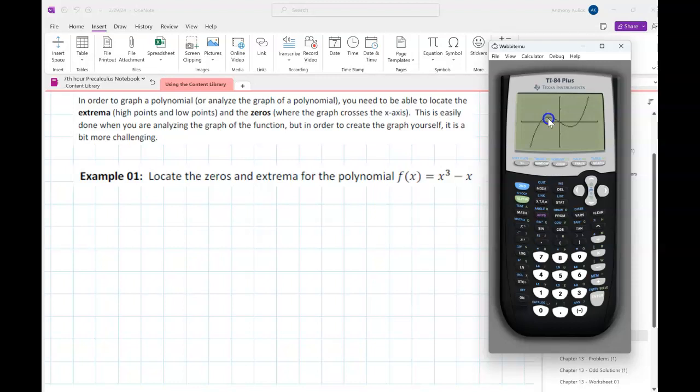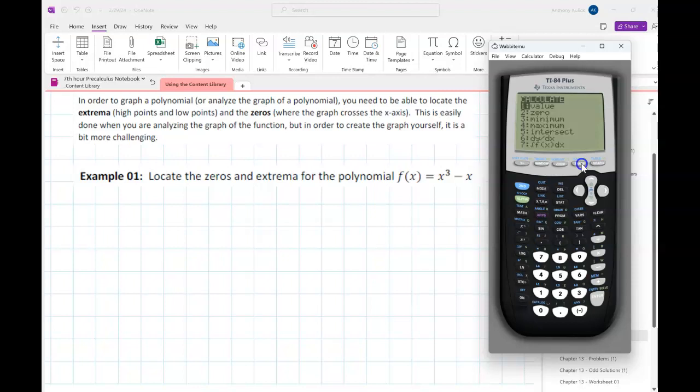Great, a maximum. And remember, there are 2 types of maximums. What type is this? A local, excellent, yes. As opposed to the other type, which was global. And I know it's not global because look at all this stuff over here that's way higher than that spot right there. So to find that local maximum, I'm going to press second and then the trace button.